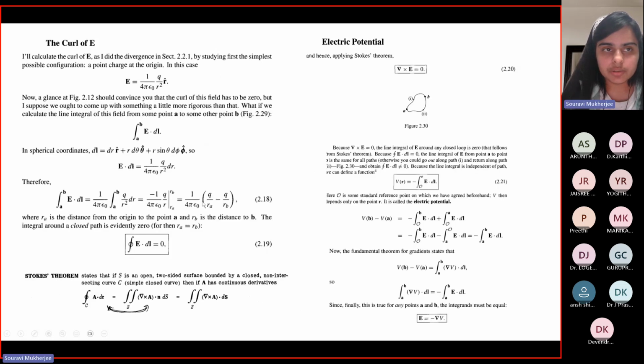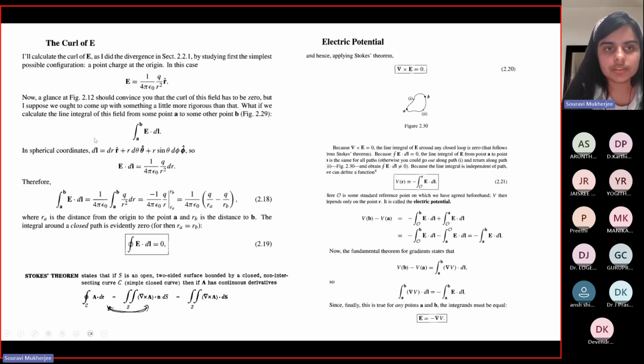Okay, now when we talked initially about the curl of a vector, we talked about how irrotational fields can be written as the gradient of some scalar quantity, right? So that's what we are getting to here.